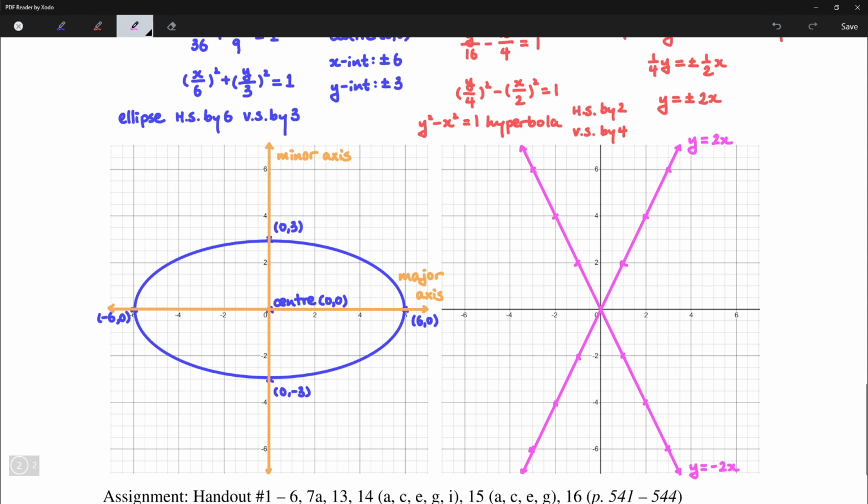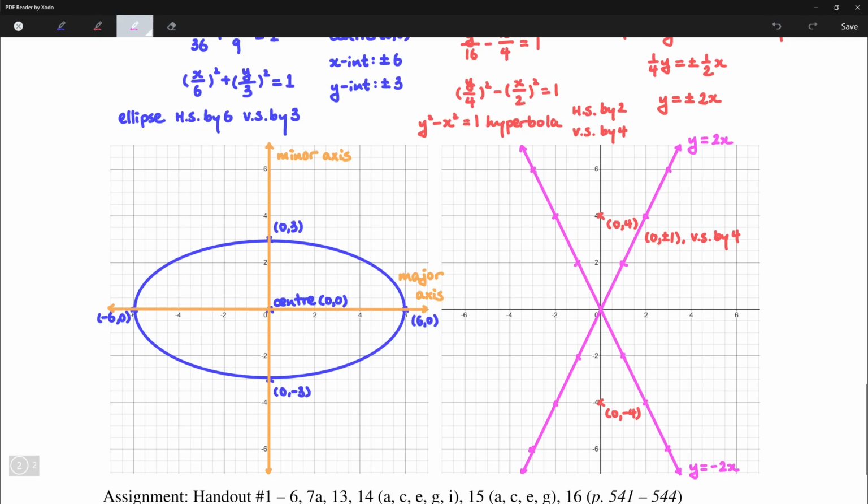Okay, so the next piece is to find out where the y-intercepts are. And the y-intercepts will be at 0, 4, and 0, negative 4. And the idea here is the original y squared minus x squared equals 1 hyperbola would have had the intercepts 0 plus or minus 1, but then it undergoes a vertical stretch by 4, so we end up with the points that we have right now.